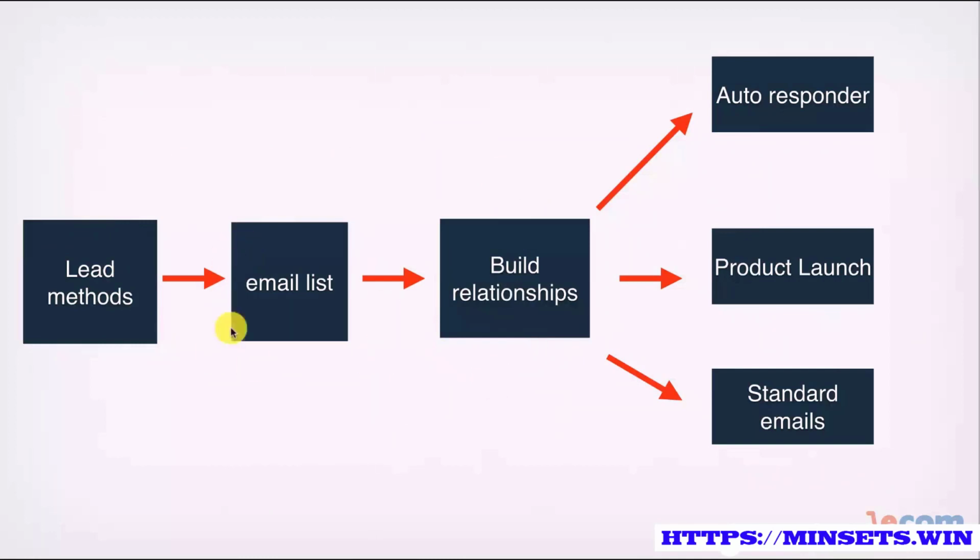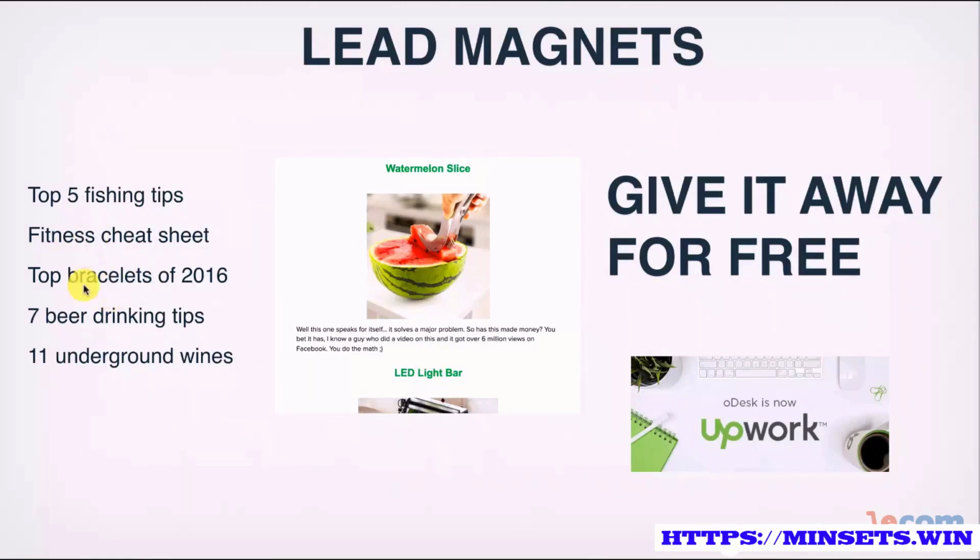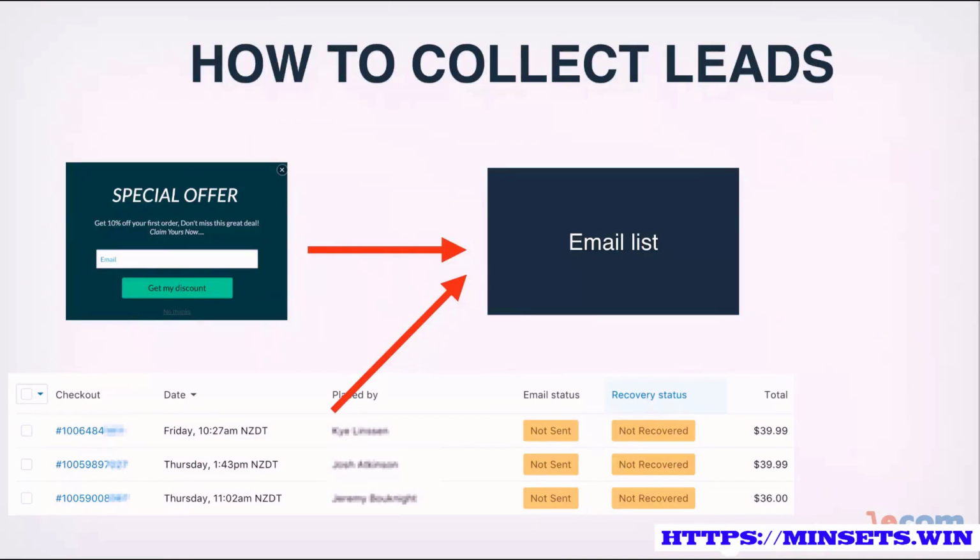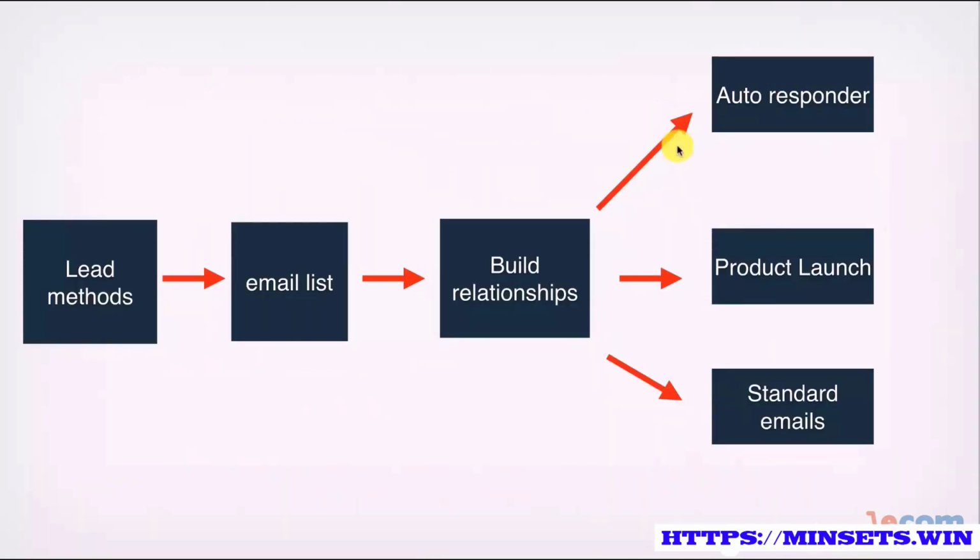So now I've showed you how you can collect leads, right? Get them on your email list. Very straightforward. Have some lead generation magnets. You've got your free ways here. So what I'm going to do is move on. We're going to talk about how to actually set up your autoresponders, right? How to do product launches and how to just send standard emails to get recurring income from your stores. So we'll go through that. Check out the next video and I'll take you through all that.